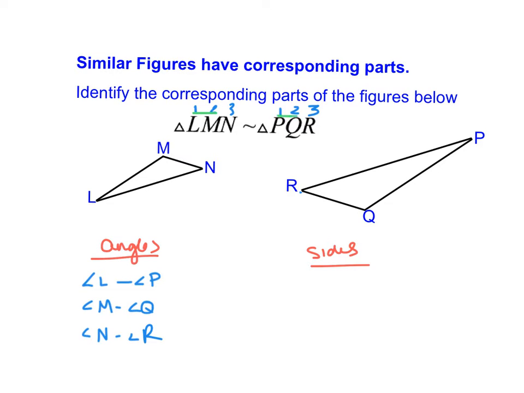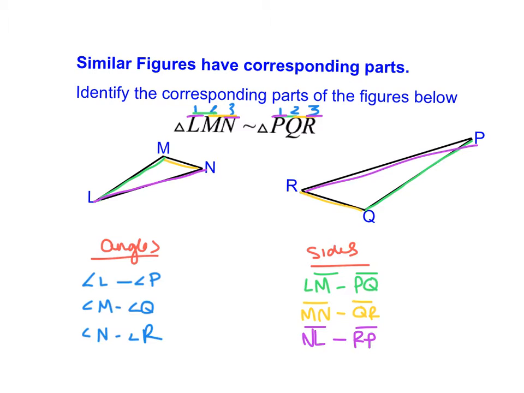We're going to find those corresponding side lengths using the similarity statement as well. So here I have L and M and P and Q. So L and M correspond with P and Q, which, if I look at those triangles, makes sense. I then can see from my statement that M and N and Q and R would be corresponding, which again, from my picture, seems to make sense. And then lastly, the last pair would be N and L, so right here, correspond with R and P, which again, based on my picture, seems to make sense.